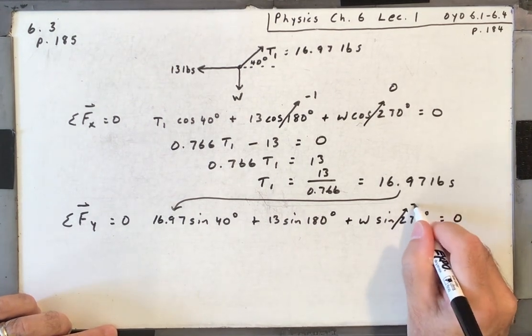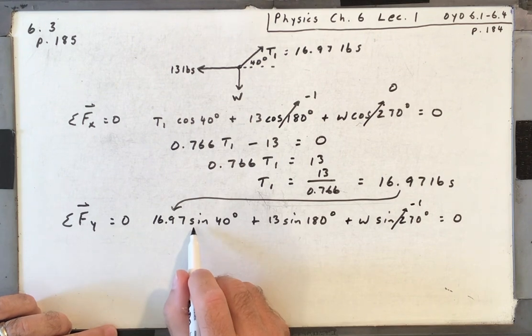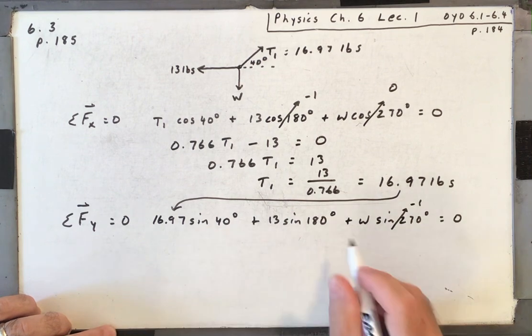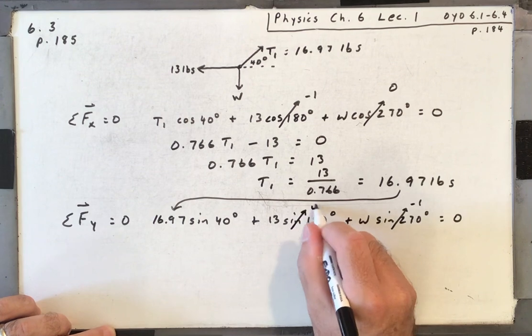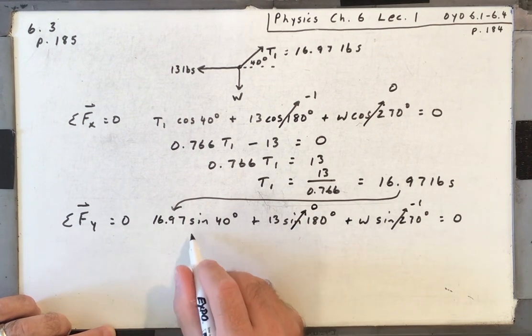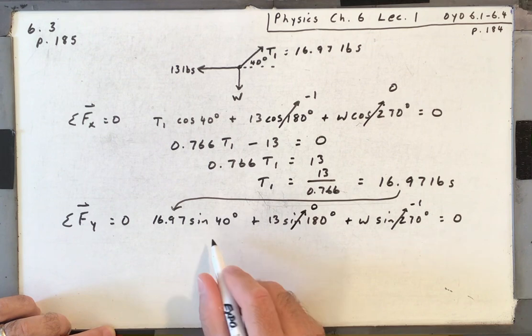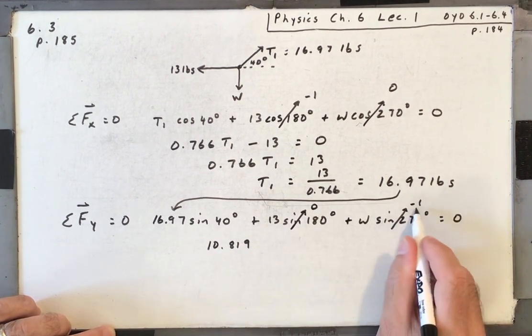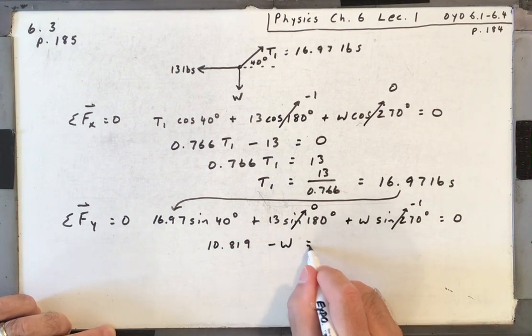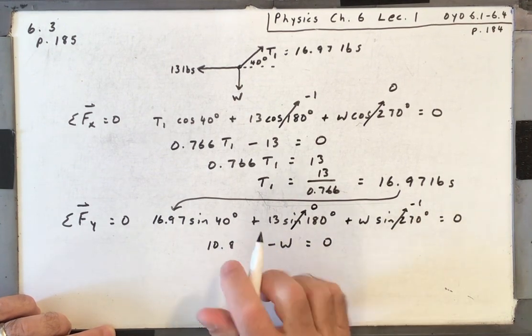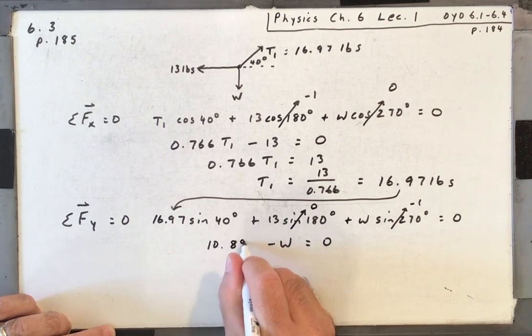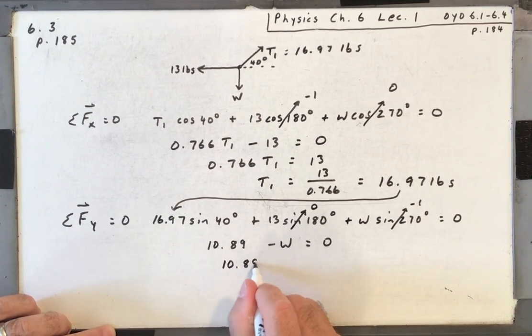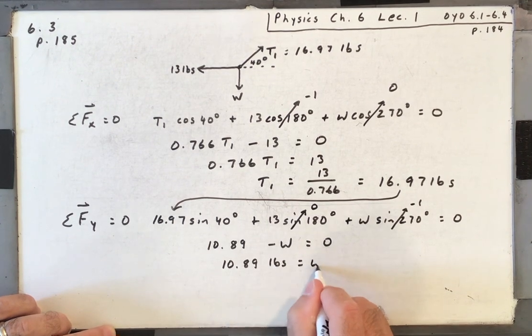So we know this is -1. 16.97 times the sine of 40 degrees, and sine of 180 is 0, so this whole thing goes away. So 16.97 times the sine of 40 would be 10.89. And then since that's -1 times W, minus W equals 0, so 10.89 pounds is equal to the weight.